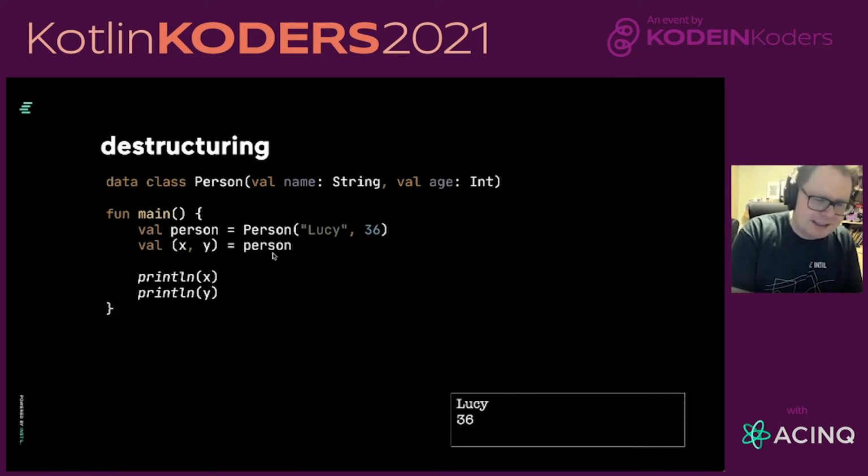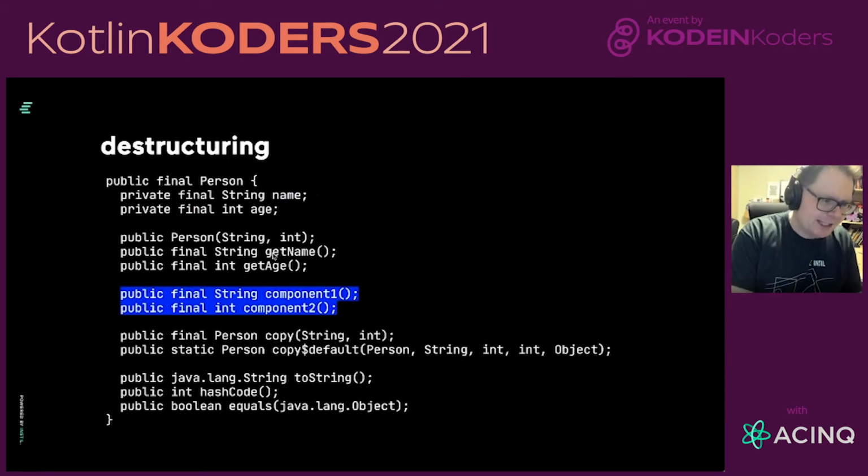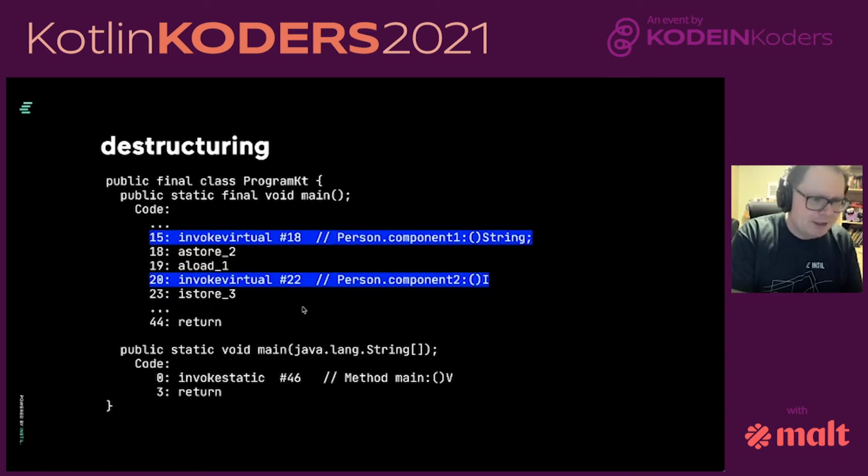So how is this actually implemented? Well, again, we destructure, and we can see that as well as all the other goodness that we get, like a copy method and hash code and equals and so on, we also get methods called component 1 and component 2. And if we look at the bytecode for the main method, you can see that these are being invoked.